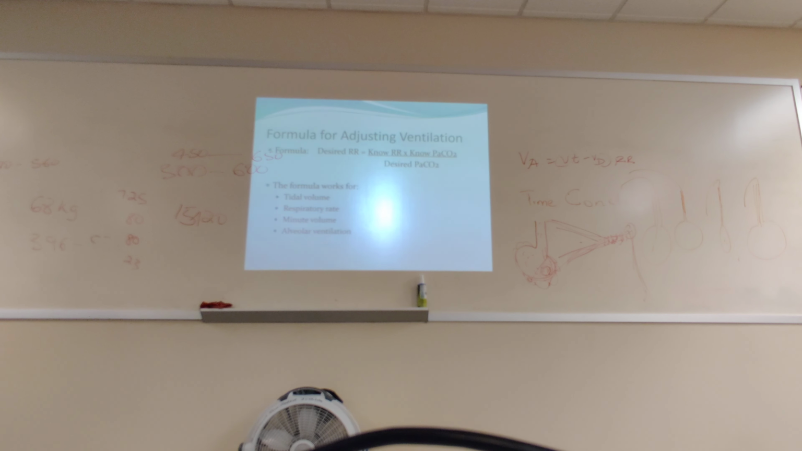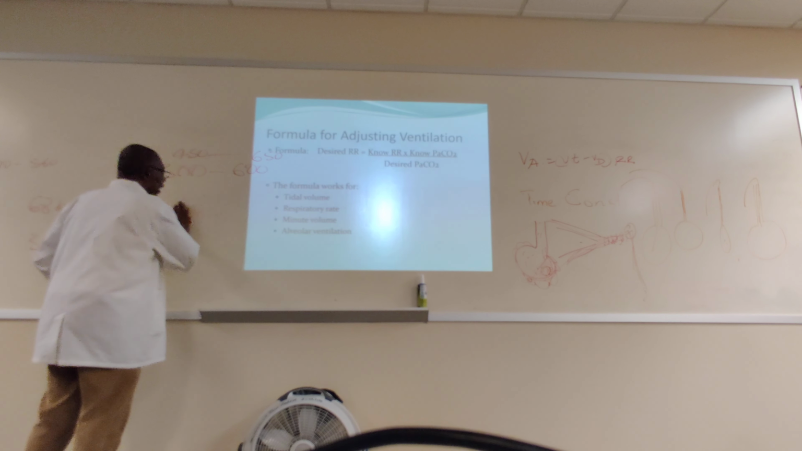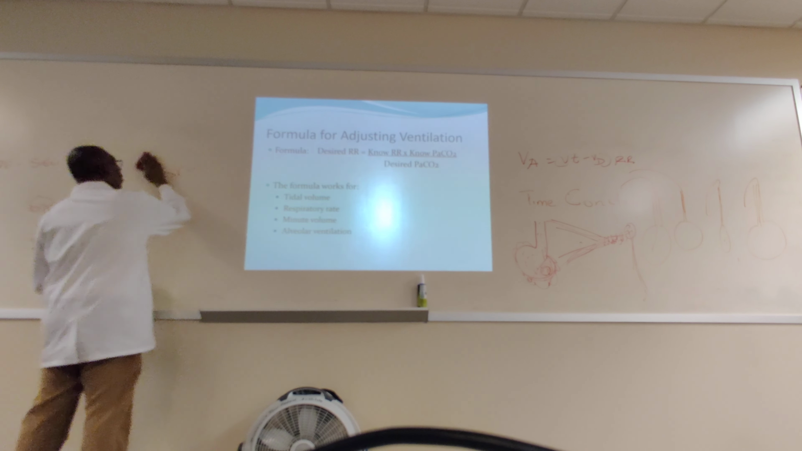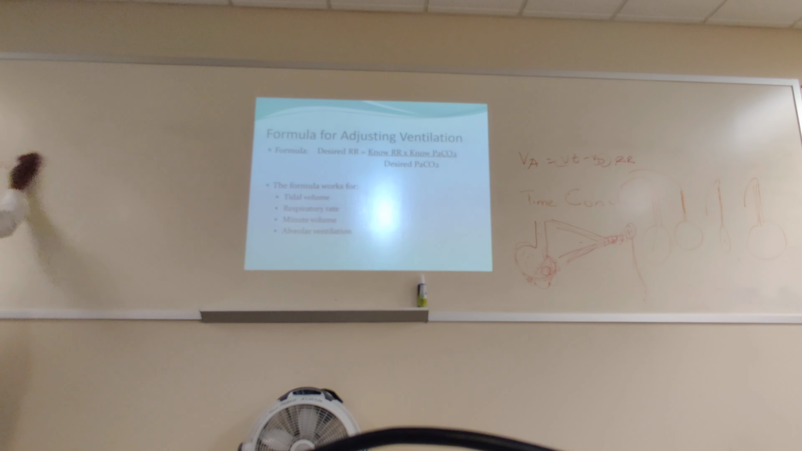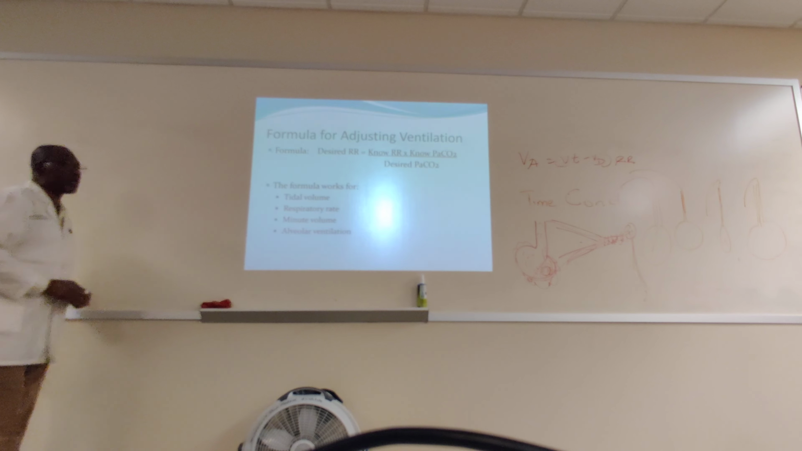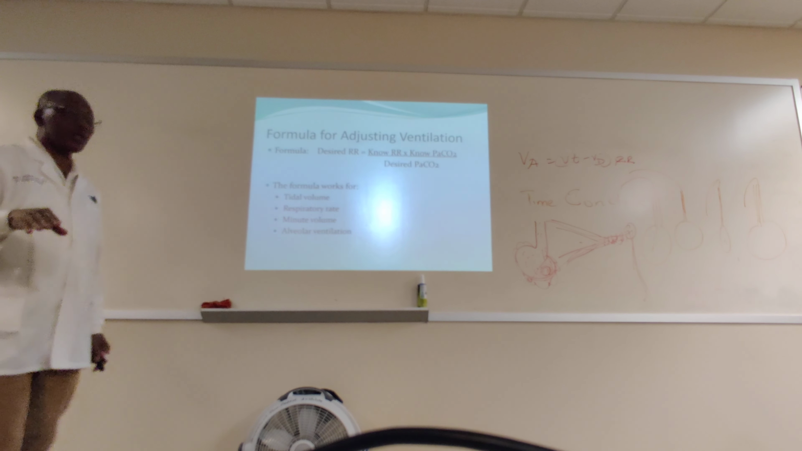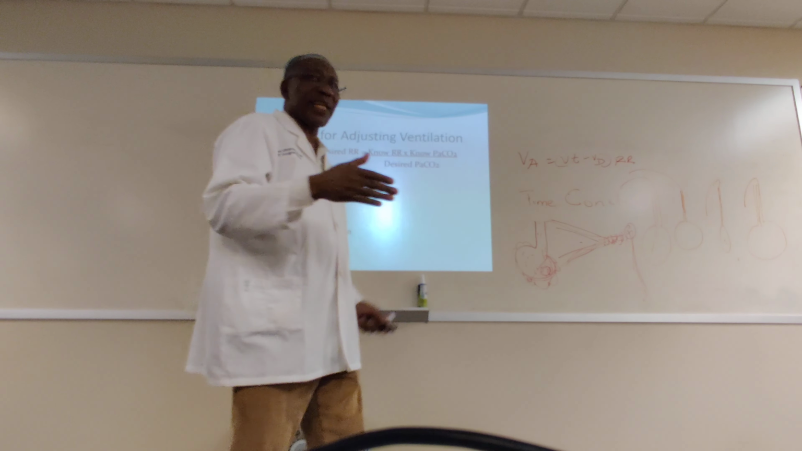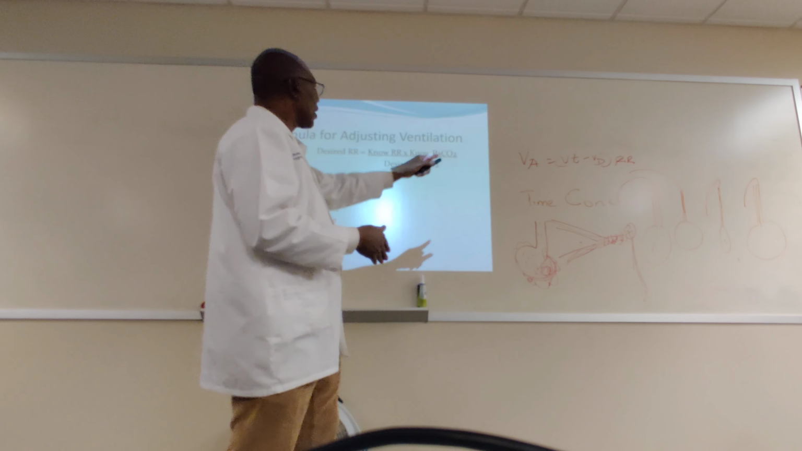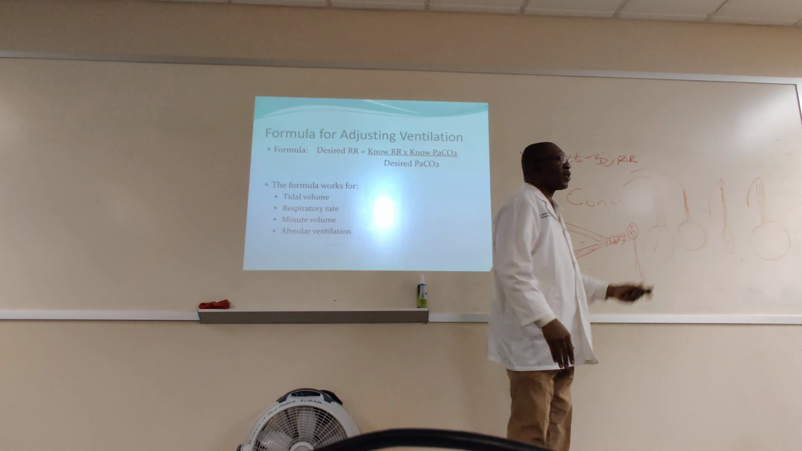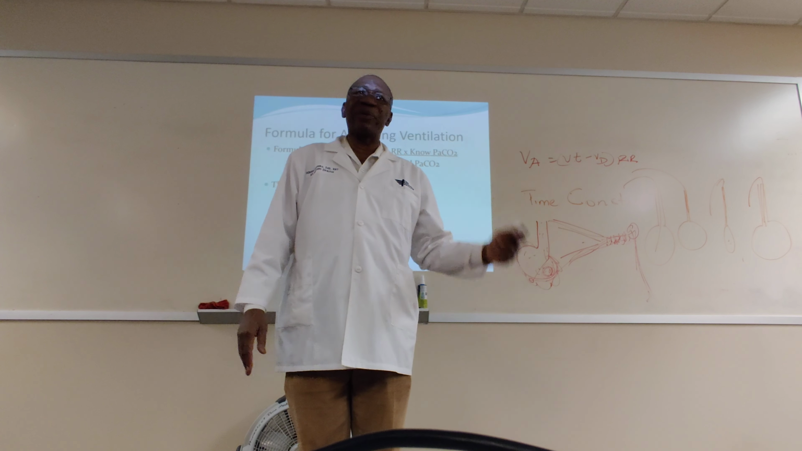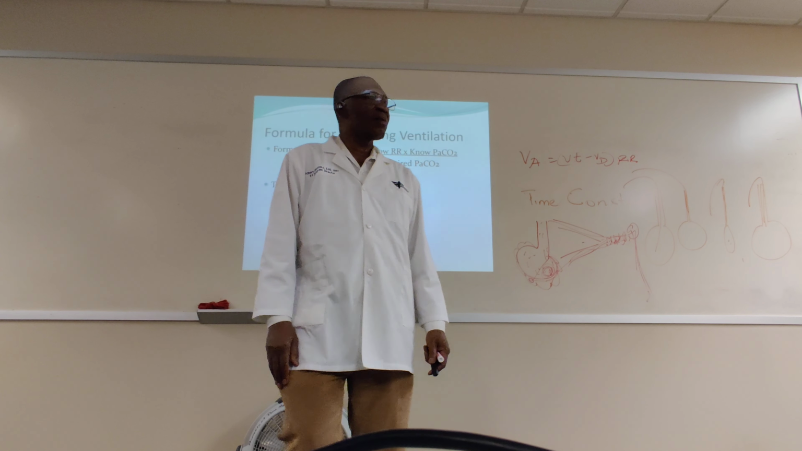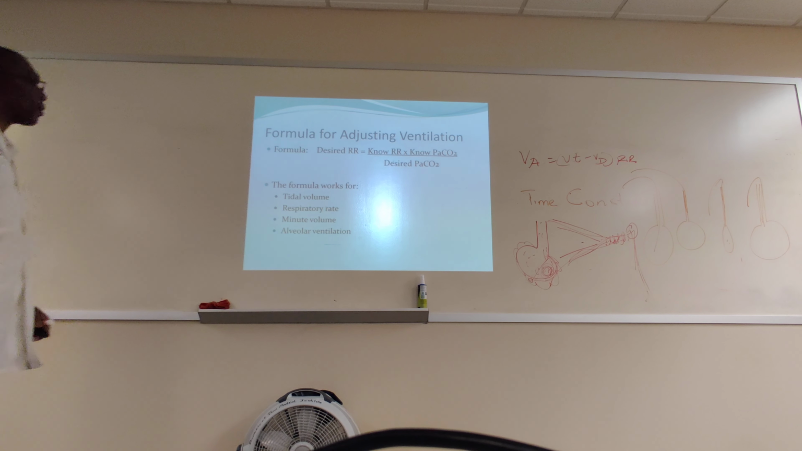Now, this is the formula to use to know how much you have to increase your tidal volume or your respiratory rate to get your CO2 to a certain range. Like I told you before, respiratory therapists assume that dead space is constant. So when they make changes to fix respiratory acidosis, they really don't think about dead space. It's either increase tidal volume or increase respiratory rate. Okay?